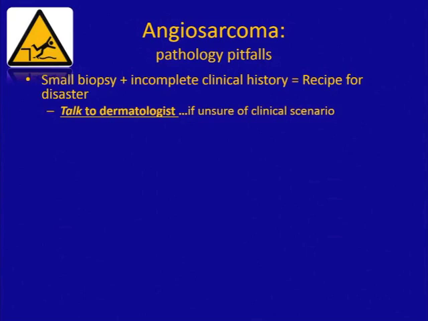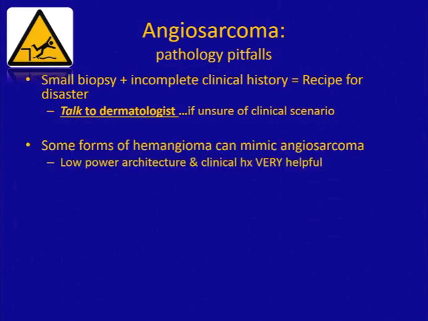So the pitfalls on the pathology side are, of course, a small biopsy with incomplete clinical history is a recipe for disaster. And so I always say pathologists need to talk to their dermatologist if they don't know the clinical scenario for a vascular lesion, especially if it's breast. If I see a vascular lesion on the breast, I almost always will call and get a history. Is there radiation? How big is this? What does it look like? Even if it looks like a benign hemangioma to me, because in the setting of the breast, I'm always extra careful because I know how common it is for patients to have breast radiation.